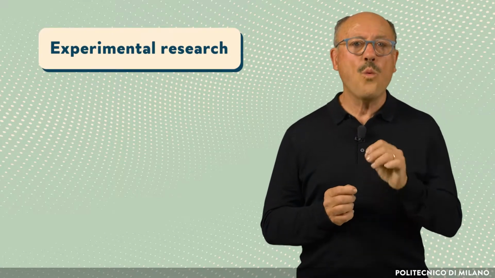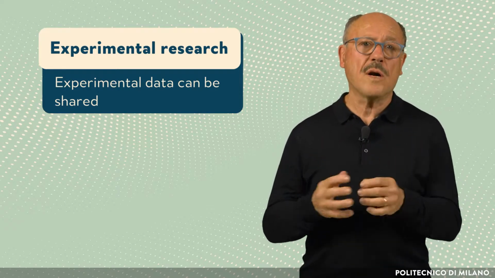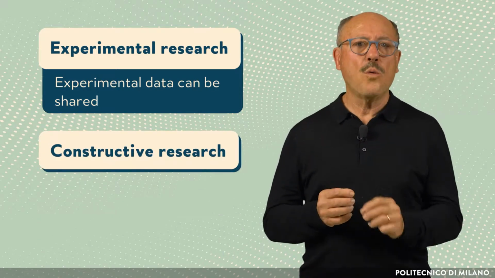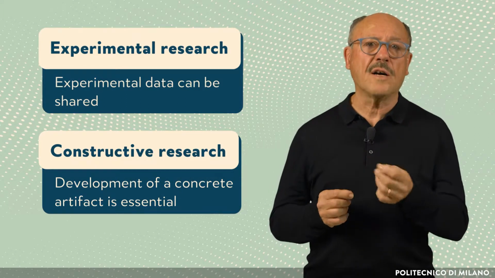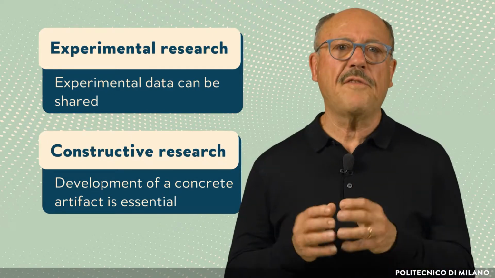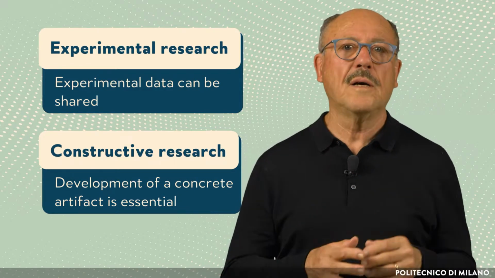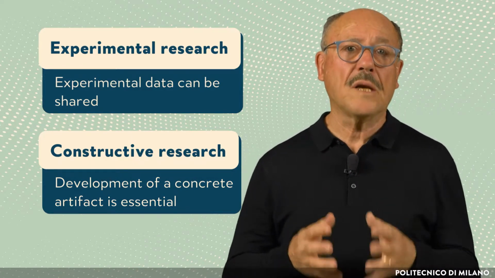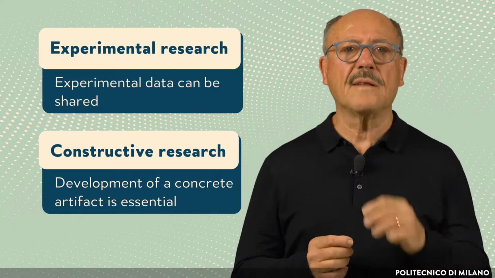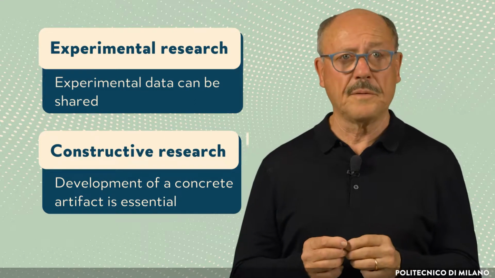These additional forms of dissemination are very important in experimental research, where the experimental data can be shared, and perhaps even more in constructive research, where development of a concrete artifact is an essential goal of research. If the artifact is a software tool or a simulation package, it can be stored, transferred, or even remotely accessed. Others can directly access the artifact, not just its published description.